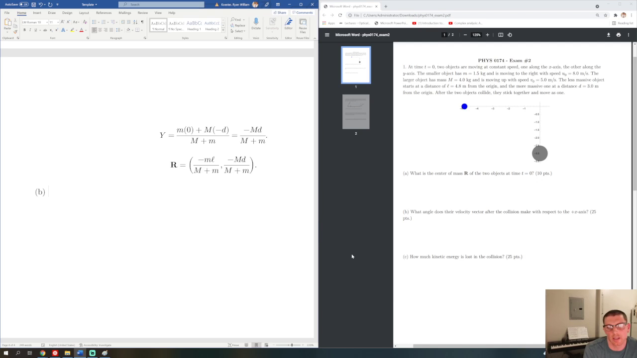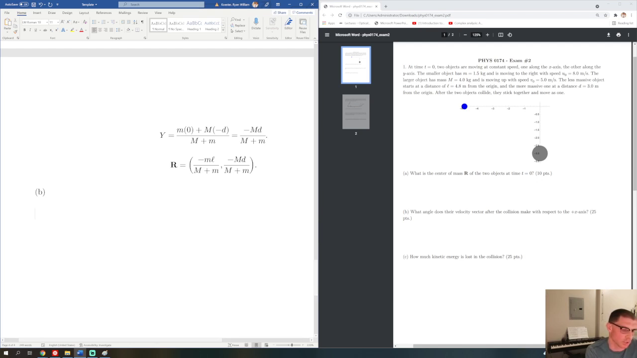Okay, so let's look at the second part then. This is an example of a collision where two objects collide and stick together after. So can we apply conservation of energy here? What do we think? Yeah, we can't.